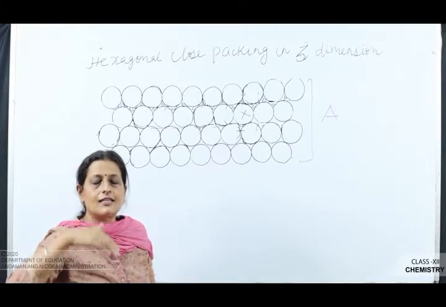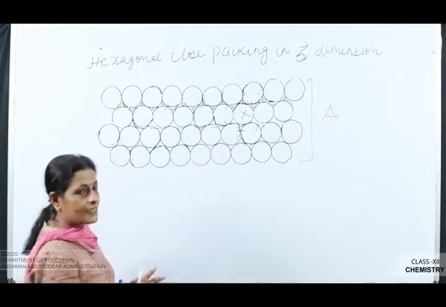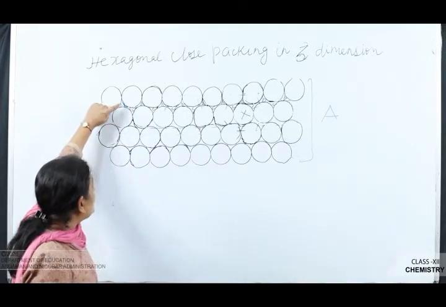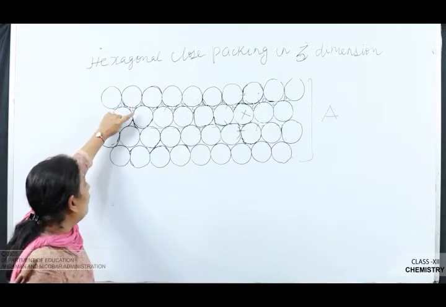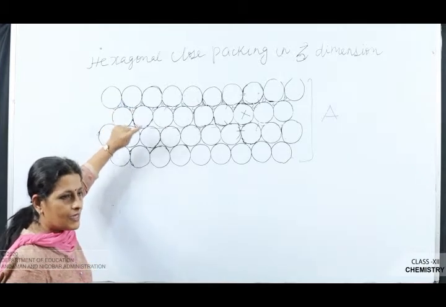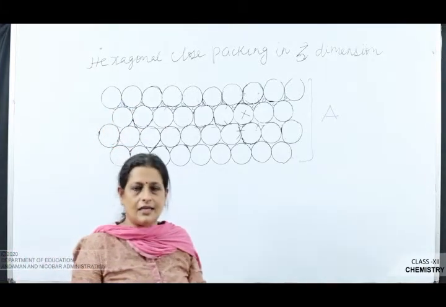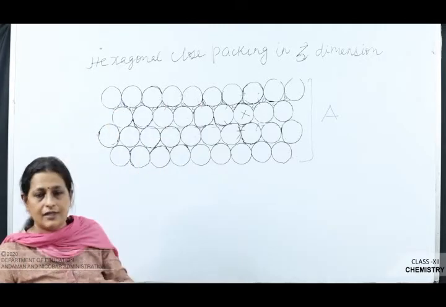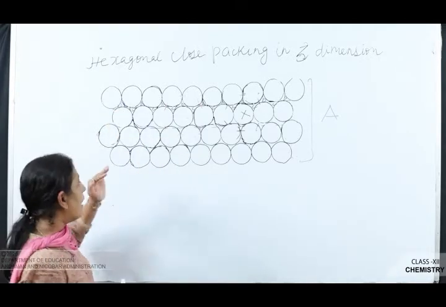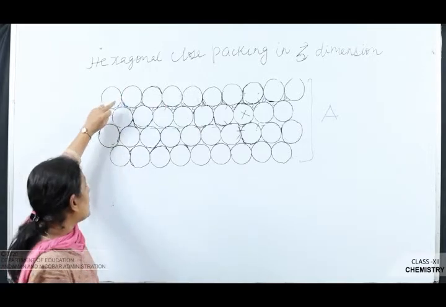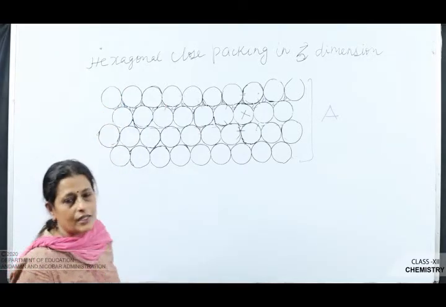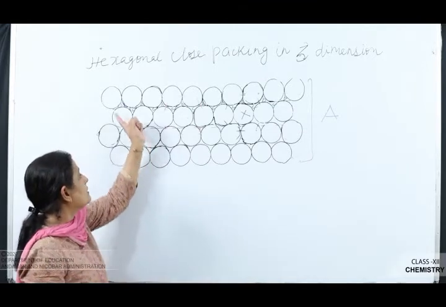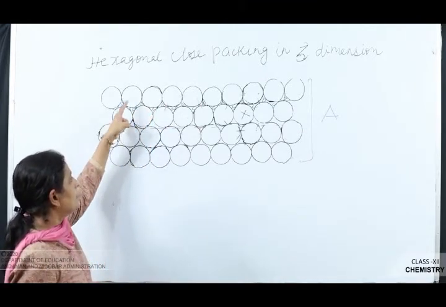Now, we have to arrange the second layer. The second layer, you can arrange it in the triangular voids marked B or in the triangular voids marked C, either in B or in C. It is not that half you are going to arrange in B and half in C. It is not like that. You have to arrange it either in the triangular voids marked B or in the triangular voids marked C. So, I am going to arrange it in the triangular voids marked C.